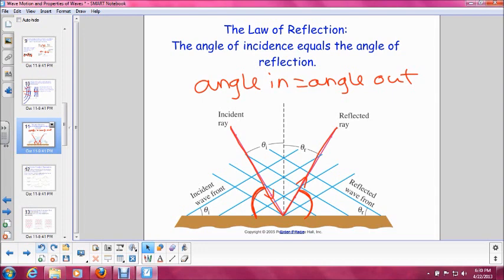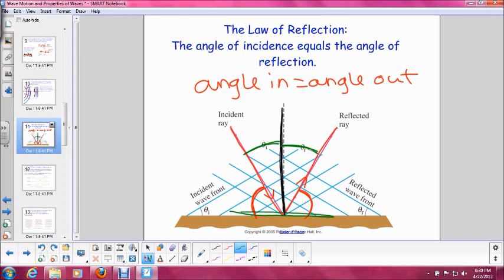Now, we typically measure the angle from something called the normal, which is this dotted line in the middle. So this angle right here is equal to this angle. But because the ground is flat here, it's the same thing. If this ground were not flat, you would have to measure it from the normal, from that center line. But they will always be equal, those angles will.